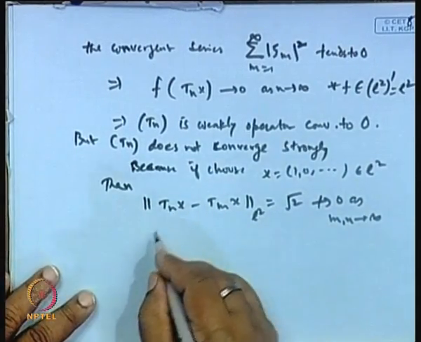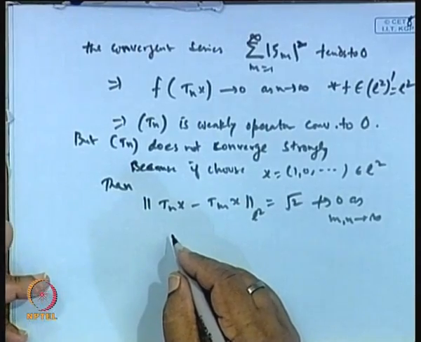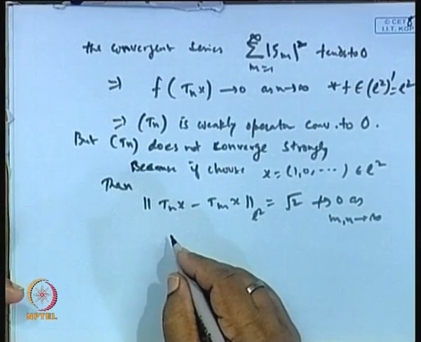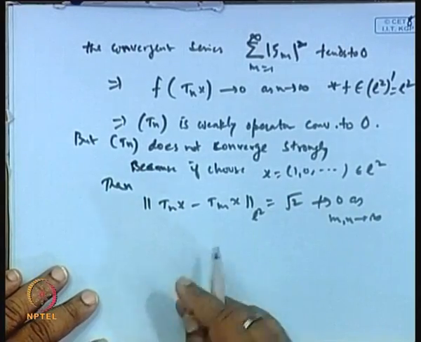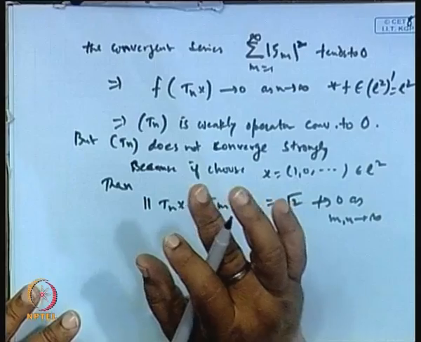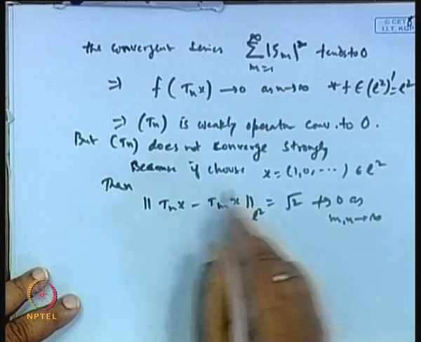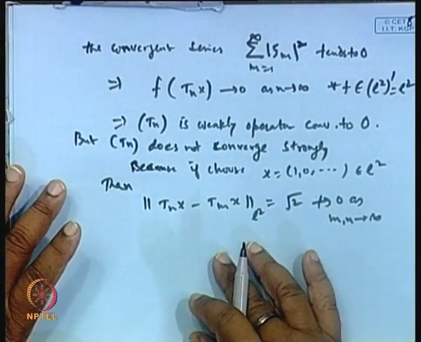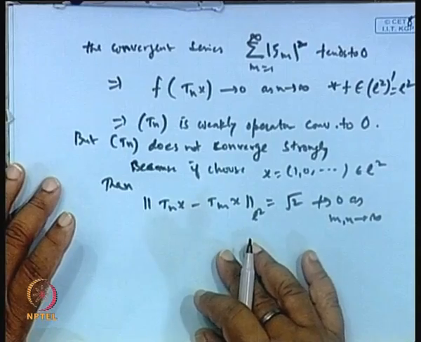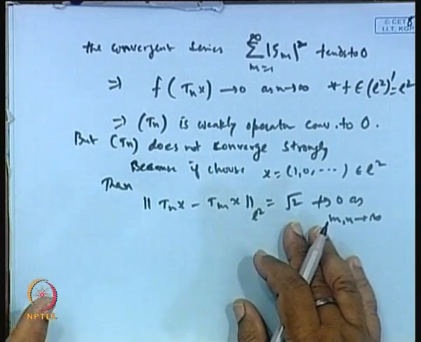So this sequence T_n is not a Cauchy sequence, therefore it cannot be convergent. Because if it were convergent, it would have to be Cauchy, is it not? So we contradict the thing, therefore this is not a convergent sequence. So this is an example where it is weakly convergent to 0, but not strongly convergent. Clear?